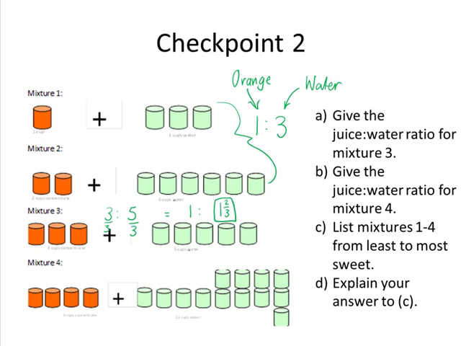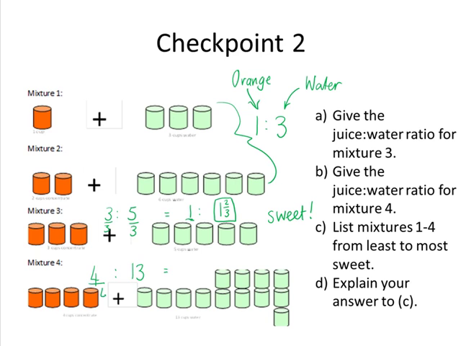That means that juice 3 is going to be very sweet because it's got much more juice compared to water than mixture 1 and 2 have. So that's going to be the sweetest juice. Now let's look at mixture 4. For mixture 4, the ratio is 4 cups of juice is to 13 cups of water. We can simplify that by dividing both sides by 4.